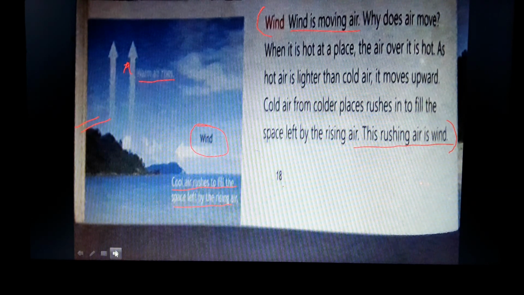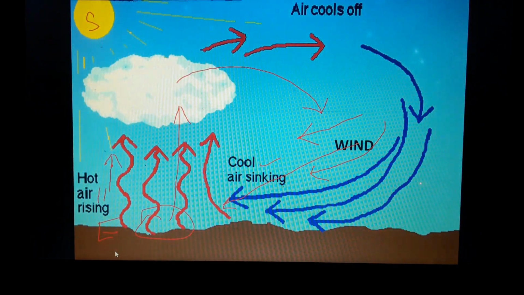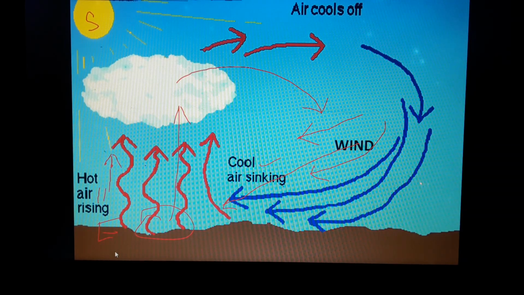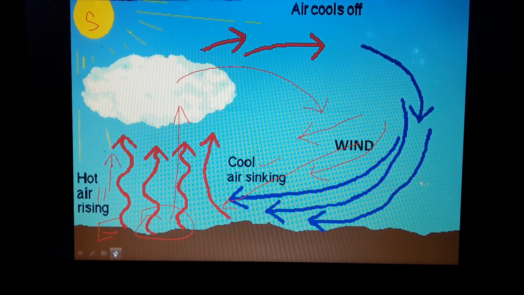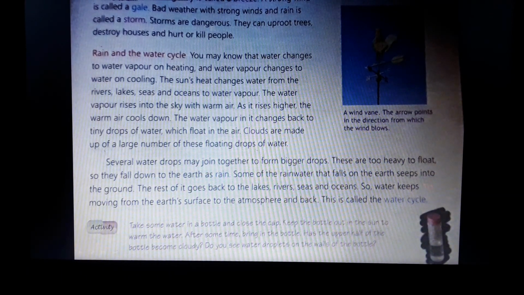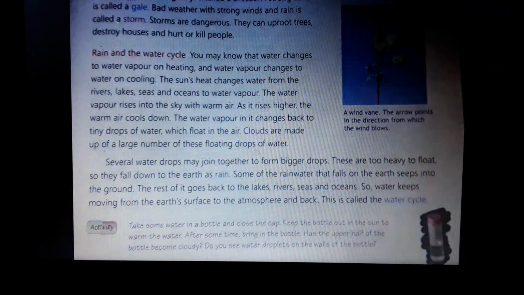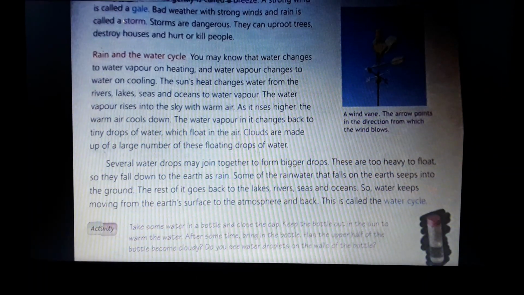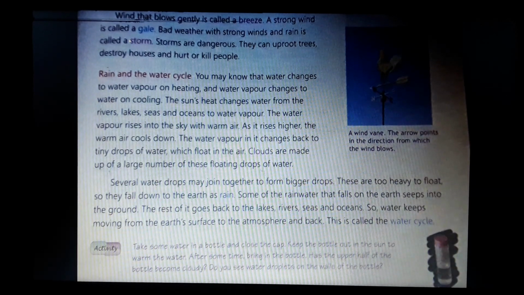Now let's move on to the next part. We know what wind is. Now there are some different things that are related to wind. Let's see what they are. Come to the next page of your book, and on this page you see that wind that blows gently is called breeze.